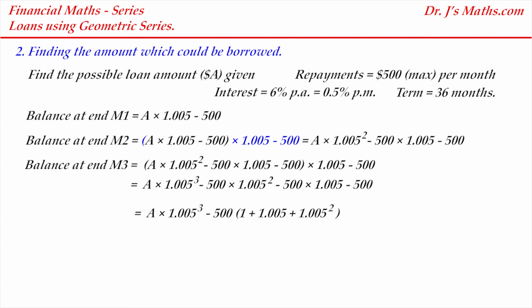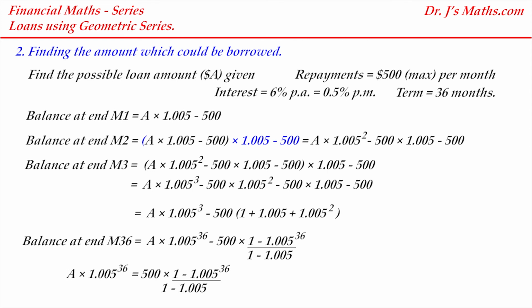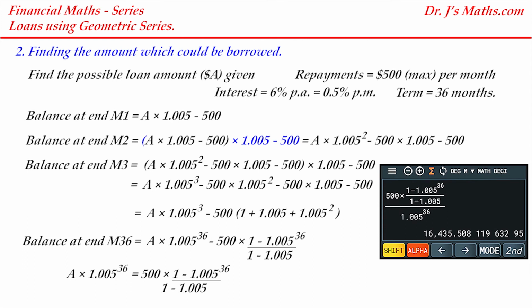So now we're going to generalise those 3 terms to 36 terms. So the balance at the end of month 36, 3 years, is A times 1.005 to the 36 minus 500, sum of n terms of a GP is 1 minus 1.005 to the 36 over 1 minus 1.005. At the end of 36 months, all of that's 0, so therefore we just split those two terms across the equal sign. A times 1.005 to the 36 is equal to all of that stuff, and then we just divide the right hand side by the 1.005 to the 36.